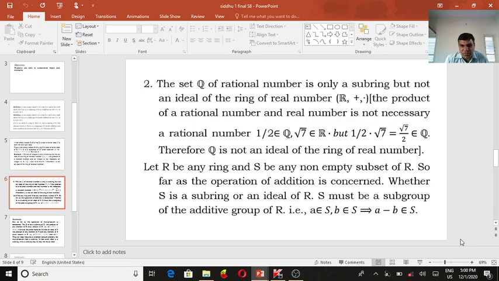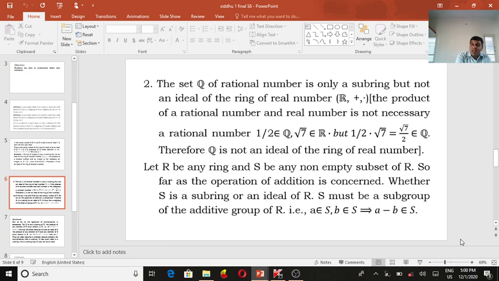The second example is the set Q of rationals. This set Q of rationals is only a subring, but not an ideal, of the ring of real numbers. See, the product of a rational number and a real number is not necessarily a rational. For example, take 1/2 times root 7, where root 7 is in R.